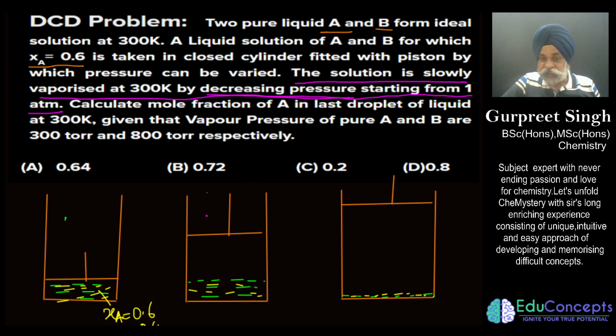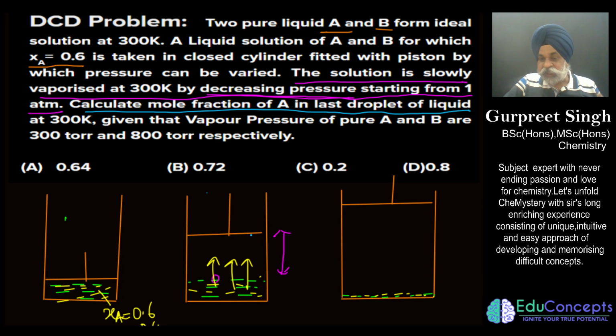Now how might they have decreased the pressure? By increasing its volume. So when the volume increases, the liquid present inside would start evaporating, or start going into the vapors. This is the viewpoint. That is why I have discussed the effect of lowering of pressure on the equilibria in terms of vapor pressure. So this equilibrium would shift forward in the sense that both of these liquids would change into vapors. Now what is being asked here is, calculate the mole fraction of A in the last droplet of liquid.